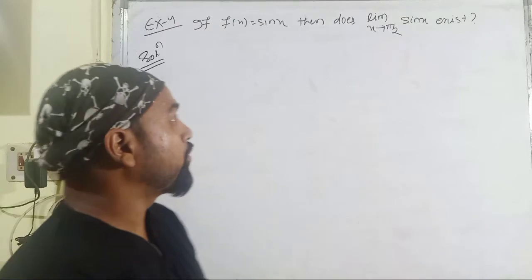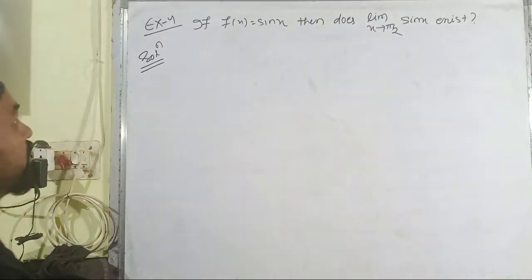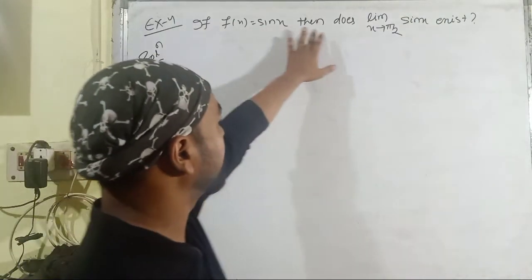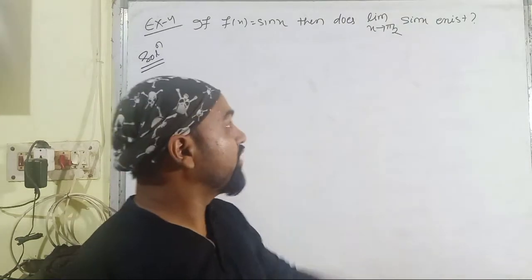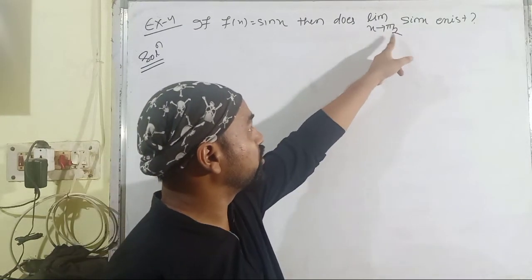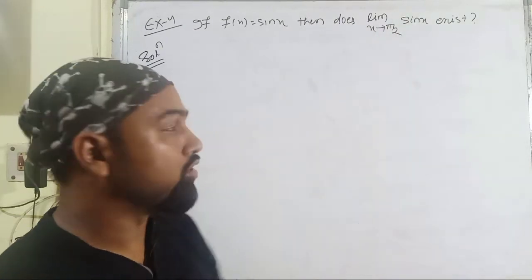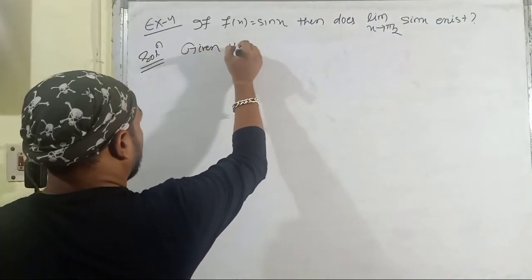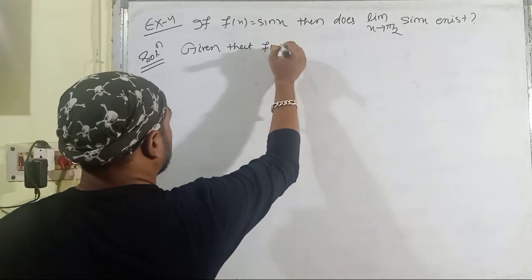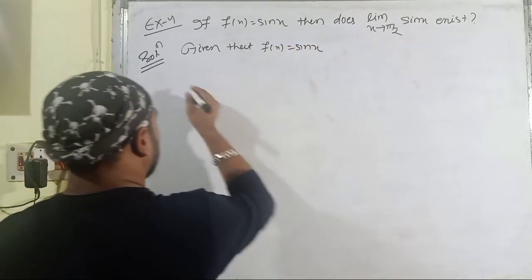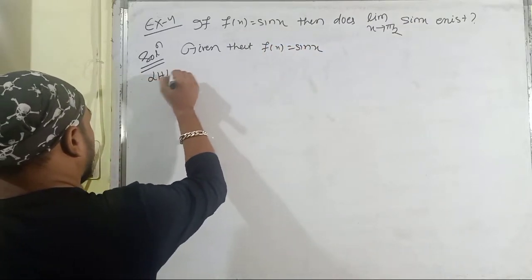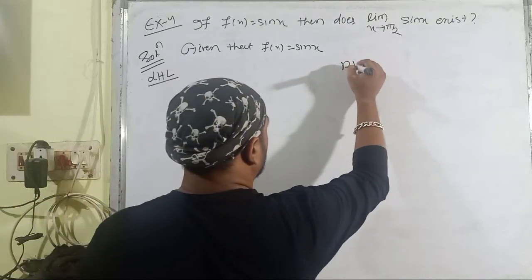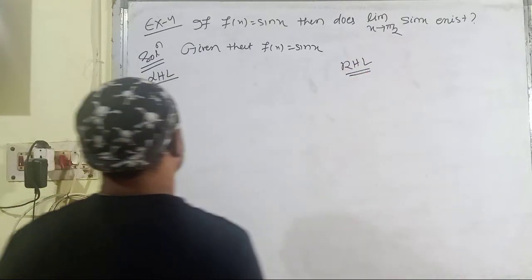Now let us solve problem number 4. Here it is given that if the function f of x is equal to sin x, then does the limiting value of sin x when x tends to pi by 2 exist or not? Given that f of x is equal to sin x, here it is the function, then we have to go for the left hand limit and then the right hand limit.